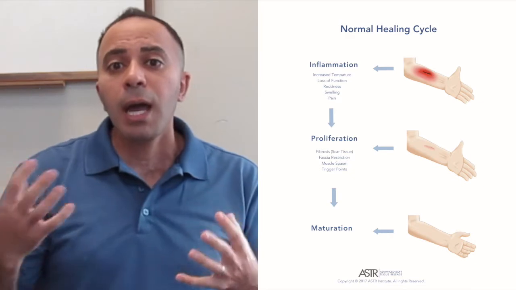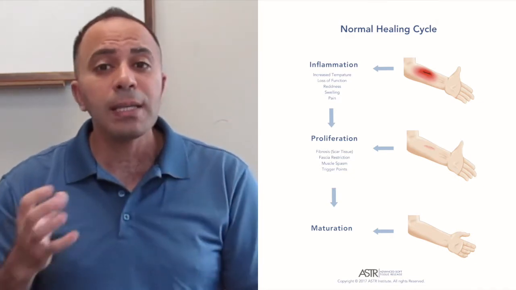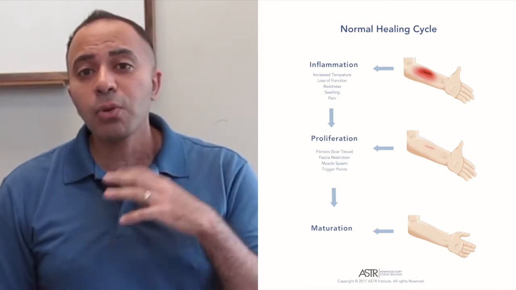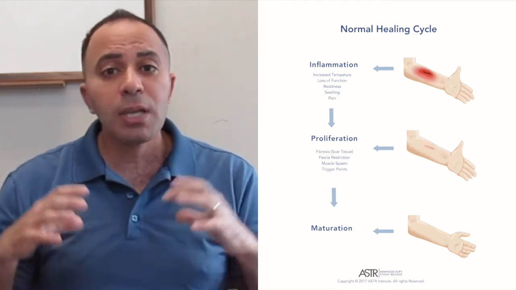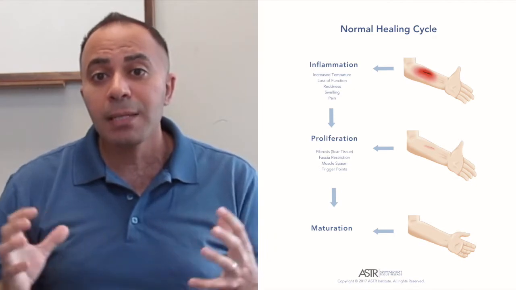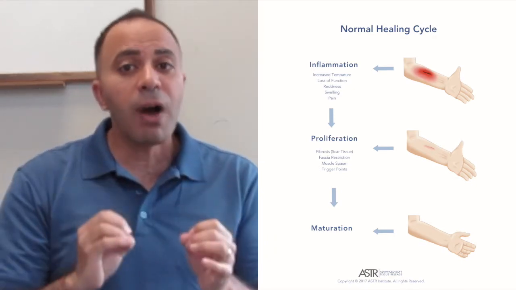So usually, the patient is just stuck in the inflammation or proliferation stage, or they are actually going back and forth between the inflammation and proliferation stages. I went over in the first video how we treat the entire system and how to address the whole healing cycle. But in this video, we'll just focus on the fascia system only.